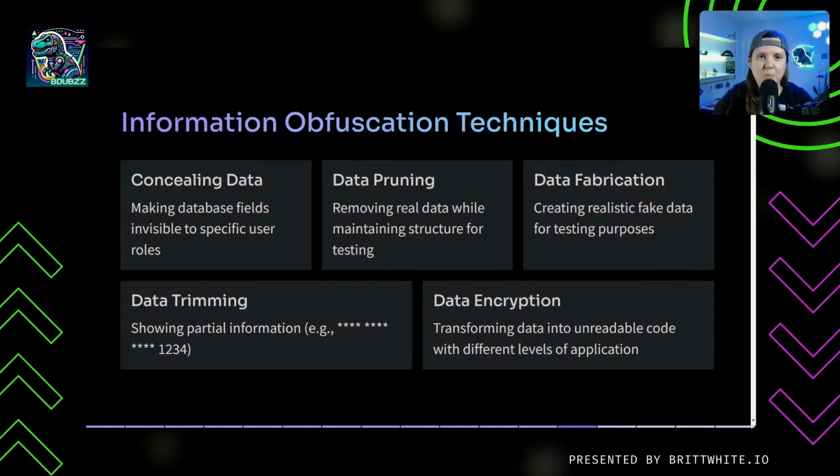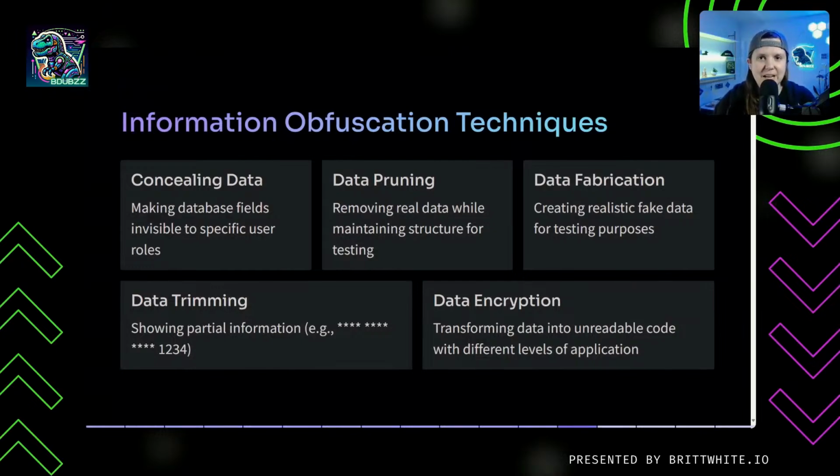Data trimming is something you probably see every day. After you make a purchase and look at your receipt, you may see a bunch of stars followed by the last four digits. That's data trimming in action. This technique reveals just enough information for legitimate business purposes while protecting the rest. By showing only the last four digits of a credit card number, we leave enough to verify the card, but not enough to misuse the card for fraudulent transactions. We show just enough information to be useful, but not enough to be dangerous.